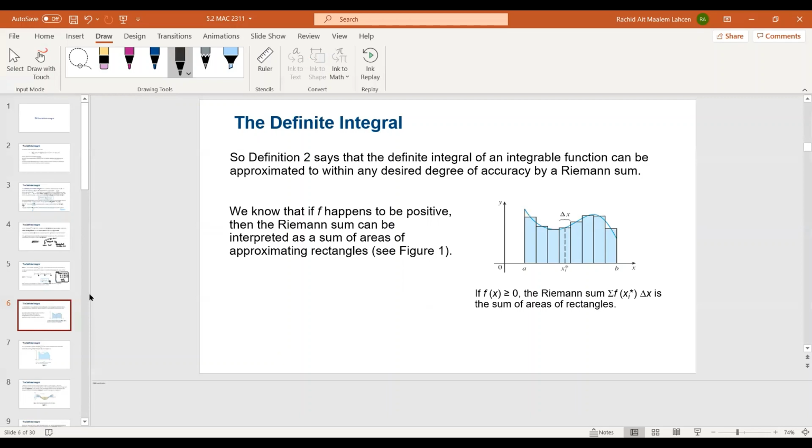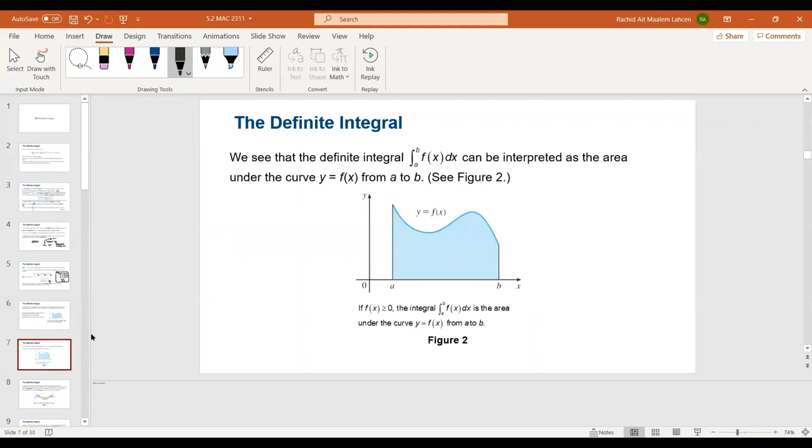And if the function is positive, that's a good thing to know, then the Riemann sum is the sum of the areas of these rectangles, right? Because we're going to see another case. So we see that this definite integral can be interpreted as the area, because f of x here is, remember now, when we say f of x is positive, it means it's above the x-axis.